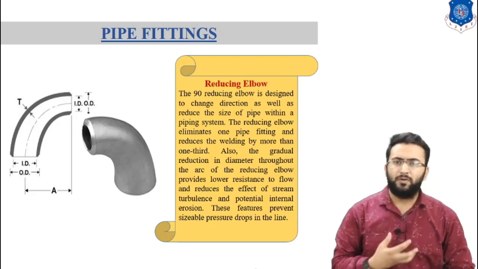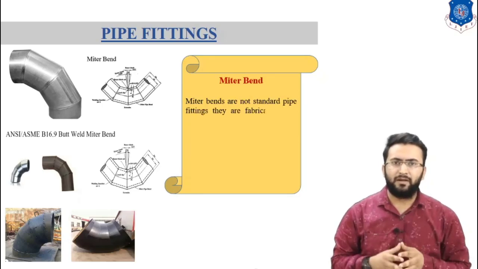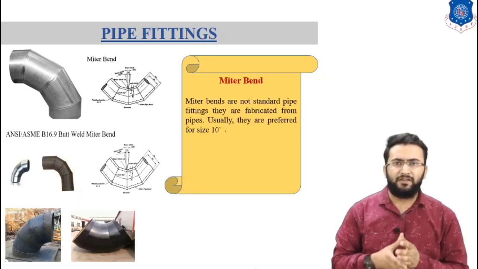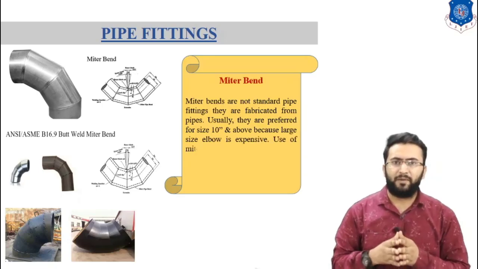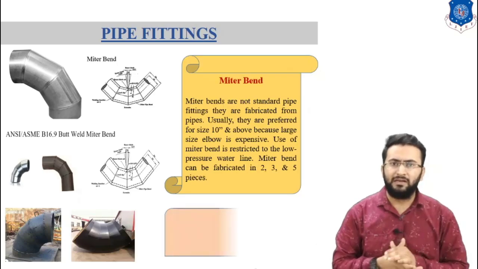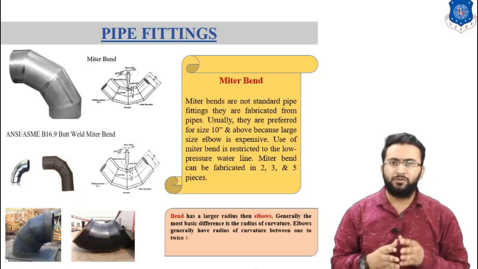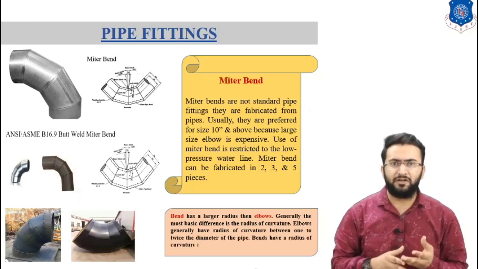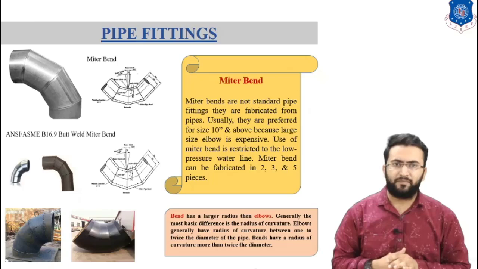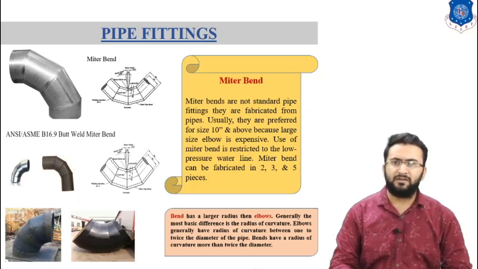So let's talk about another type of pipe fitting, which is a mitre bend. Mitre bends are not standard pipe fittings. They are fabricated from pipe. Usually they are preferred for sizes of 10 inch and more than 10 inch because large size elbow is expensive. Use of mitre bend is restricted to low pressure water lines. Mitre bend can be fabricated in 2, 3 or 5 pieces. So we can see that this is one type of mitre bend, fabricated in 2, 3, 5 pieces.